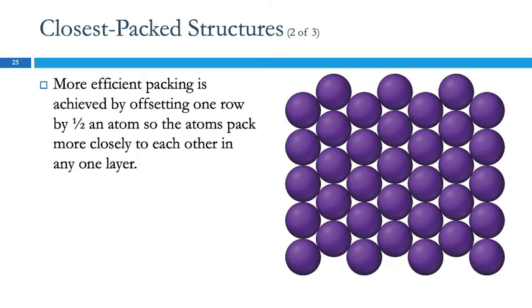It's more efficient when you're packing them to offset the rows. So here we have a row. You just can't get any closer than that. But the next row, instead of having them like this, we're going to shift them up half an atom because now they can nestle together a little bit closer, right? So we've offset one row by half an atom. So that makes the packing better in the layers.